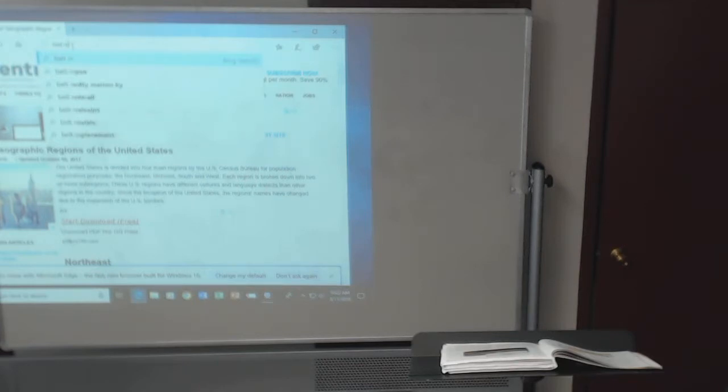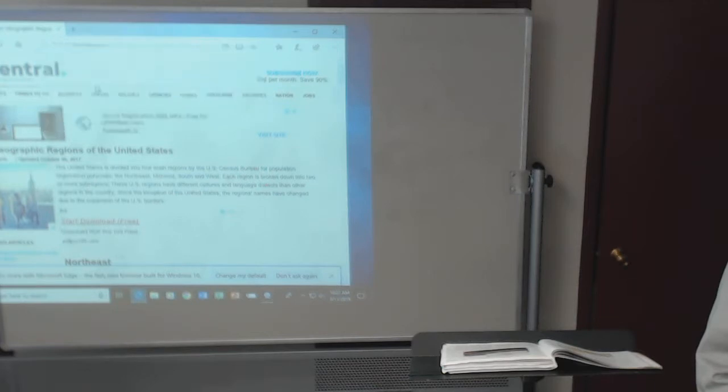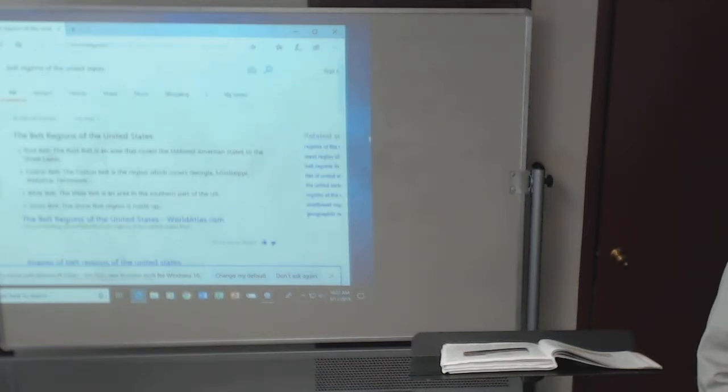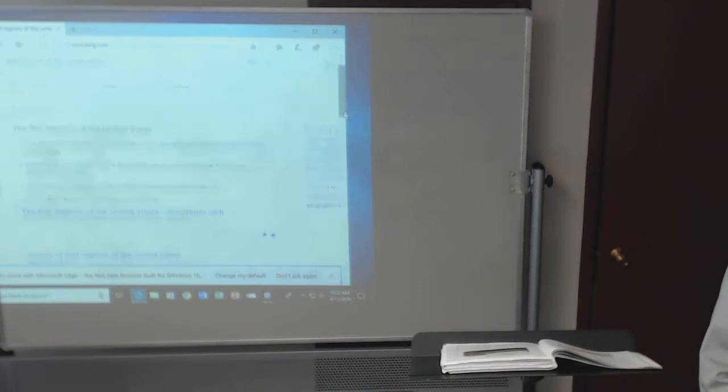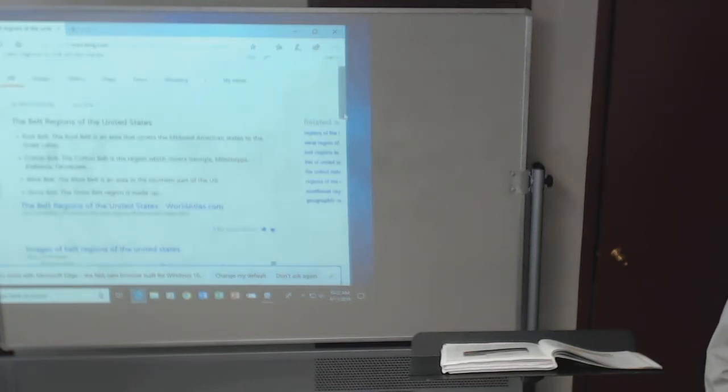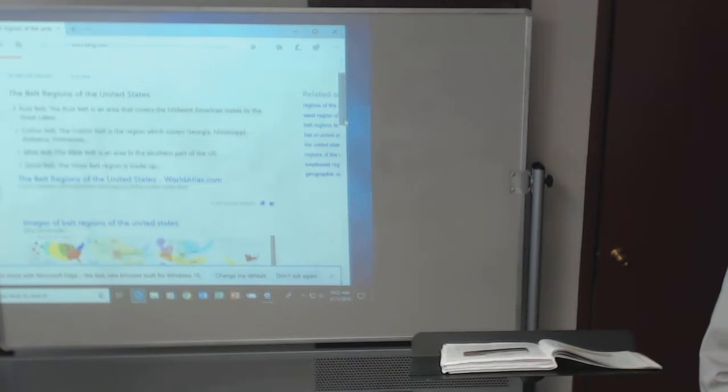Have you heard of any other belts? I mean, that's what they call them. Belt regions in the United States. Oh, the Bible Belt. The Rust Belt, the Cotton Belt, the Bible Belt.